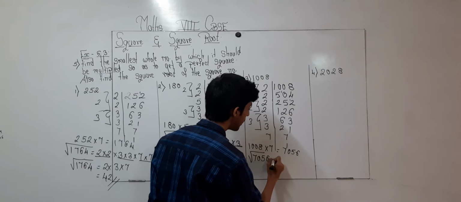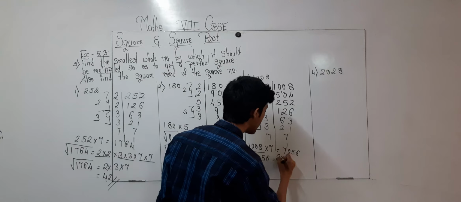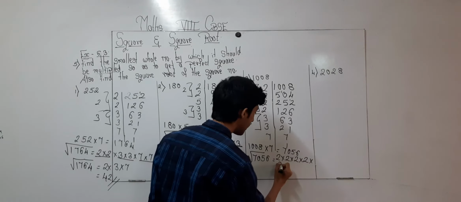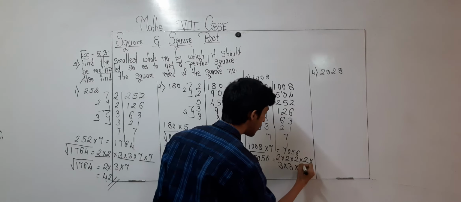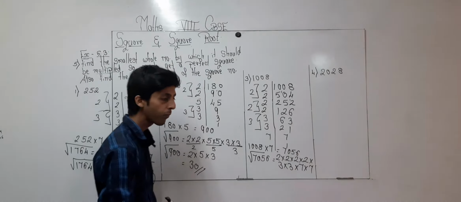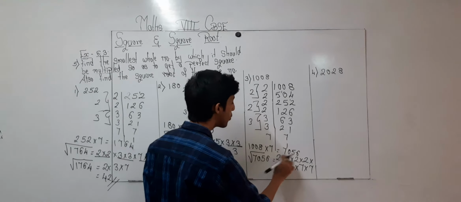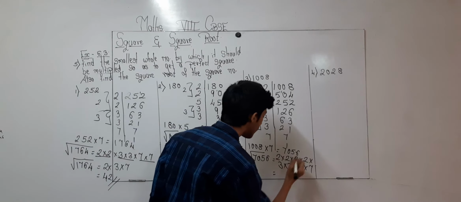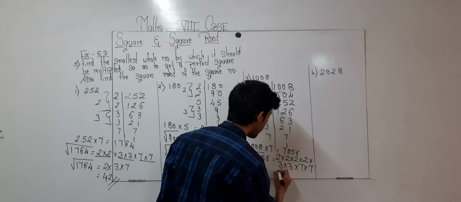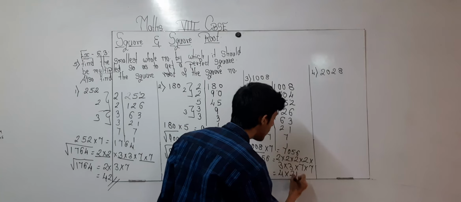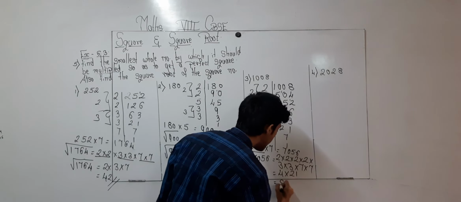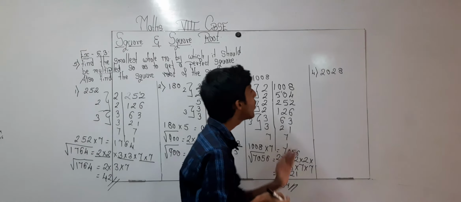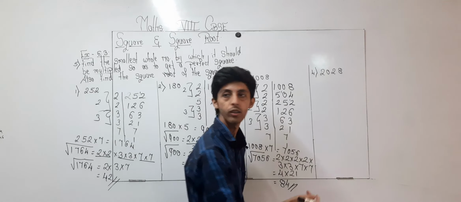So root of 7056 will be equal to 2 multiplied by 2 multiplied by 2 multiplied by 2 multiplied by 3 multiplied by 3 multiplied by 7 multiplied by 7. So over here it will be giving me 2 2s are 4, 2 2s are 4, 4 3s are 12, 12 7s are 84. 4 into 21, so it will be giving me as 84. Okay.